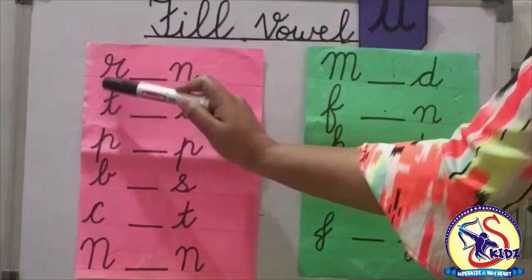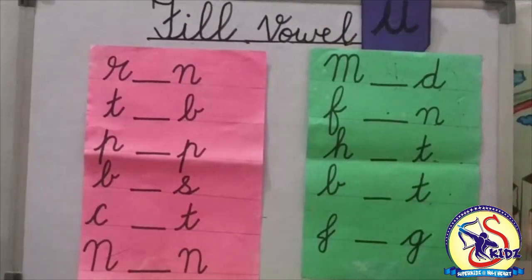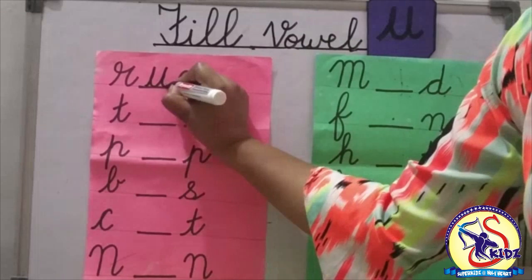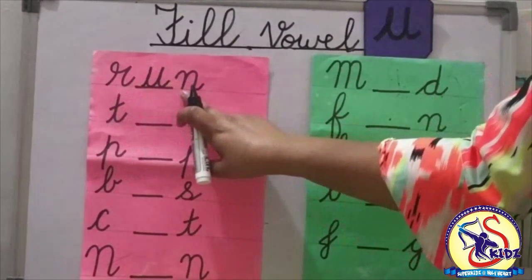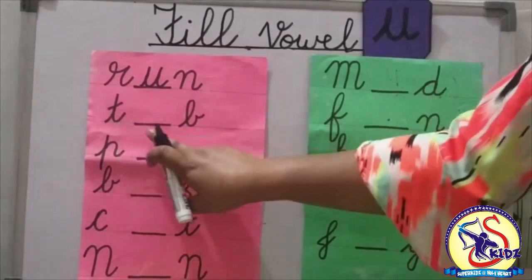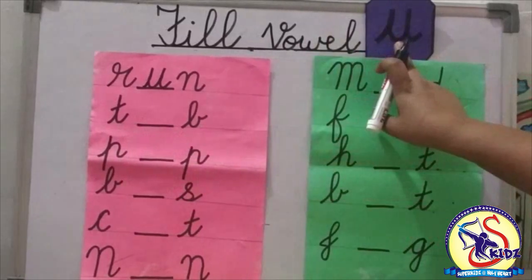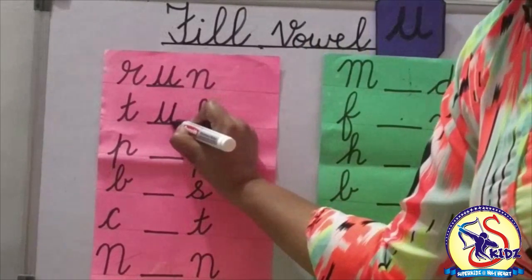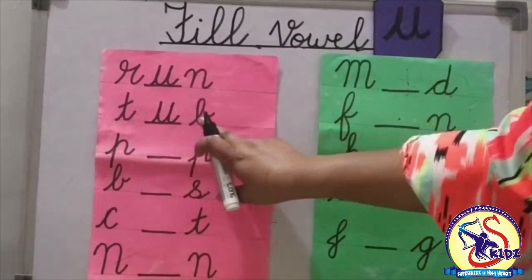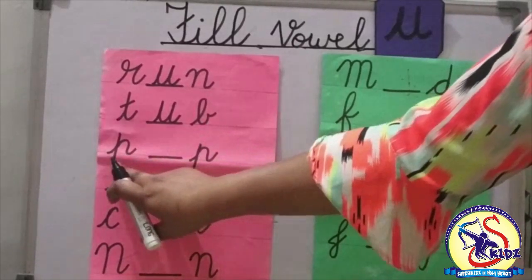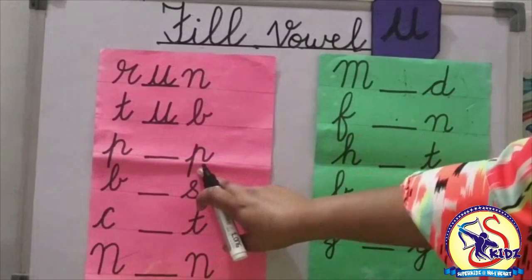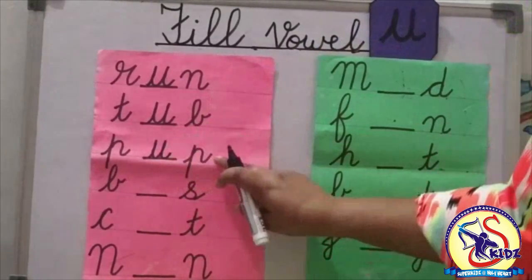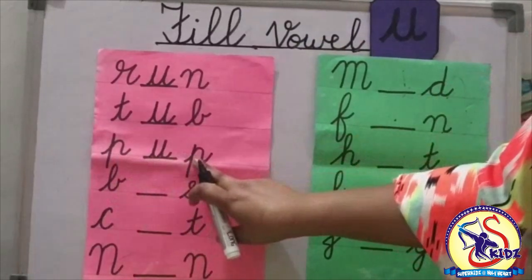Now, see the first one. R blank N. Now, we will fill U in the given blank. R U N, run. Now see the next word. D blank B. Now again we will put U here. D U B, tub. Now again P blank P. Now we will put U inside the blank. P U P, pup.